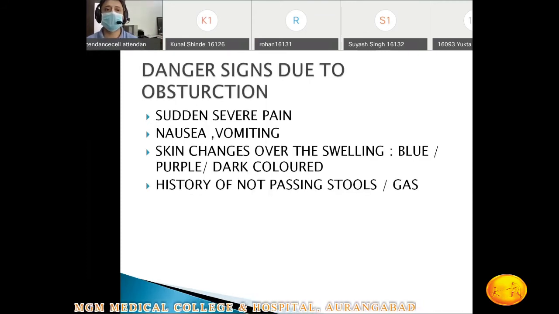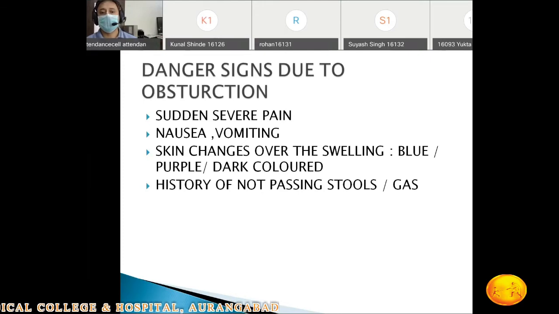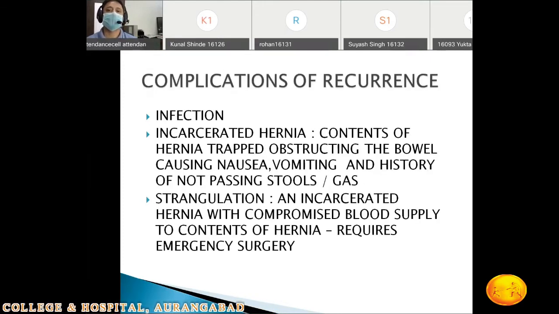The danger signs due to the obstruction are severe pain, nausea, vomiting, skin changes over the swelling like blue, purple, or dark colored. There could be history of not passing stools or gas. Complications of recurrence are infection, incarcerated hernia, contents of the hernia trapped obstructing the bowel, causing nausea, vomiting, and history of not passing stools or gas.